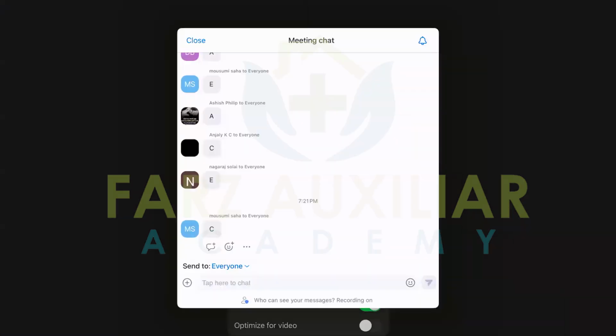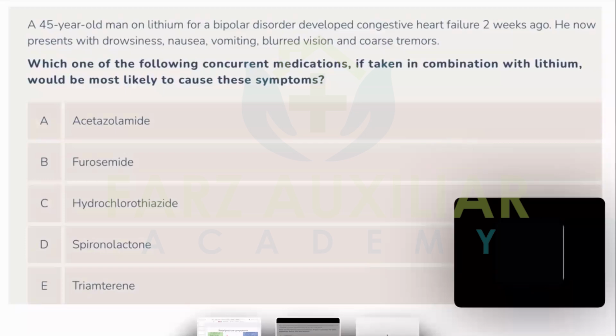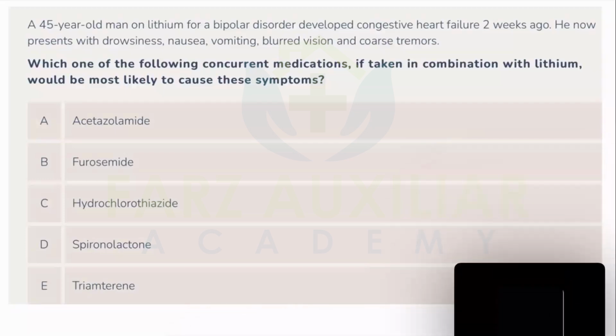Somebody has already mentioned option C. Sir, can you show this? Yeah, sure. Option C is hydrochlorothiazide. I can wait for 30 seconds for the others to come up with some other options, then we shall discuss this. Okay, anybody else think it's hydrochlorothiazide?